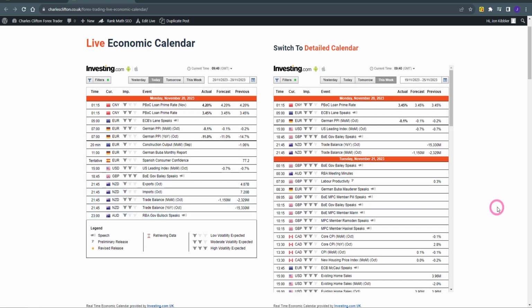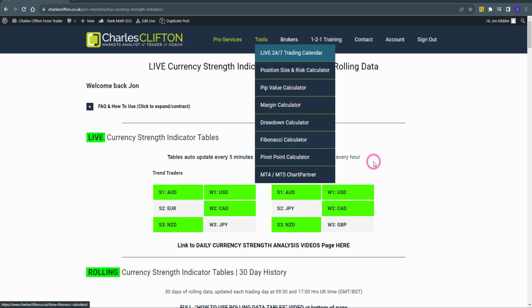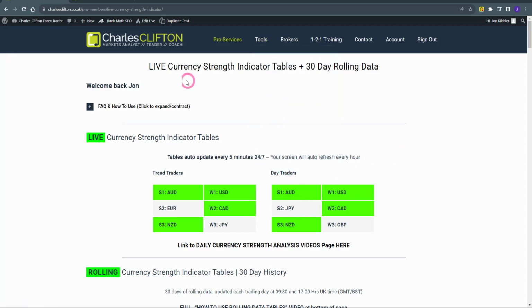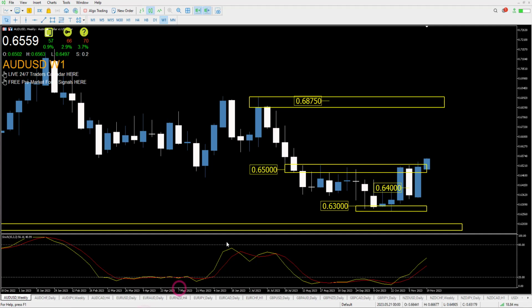RBA governor speaking as well, and RBA meeting minutes. That's what I was looking for there. RBA meeting minutes overnight, so we're going to obviously get some Australian dollar volatility coming up. So we have to be a little bit careful with regards to that. Maybe that volatility will help Aussie CAD pull back into a level of support.